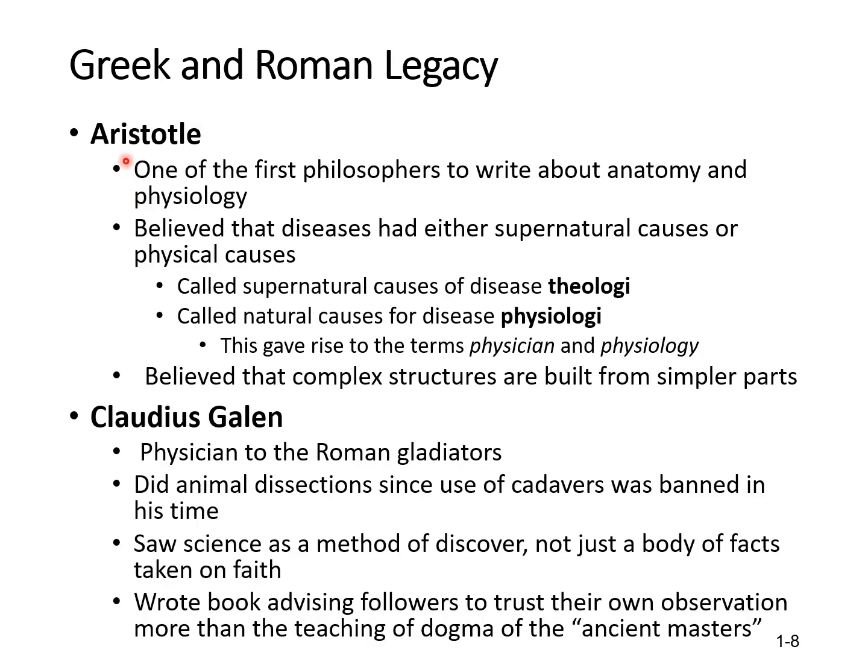Then Aristotle came after him, and he's a philosopher that started to write about anatomy and physiology and believed diseases had either supernatural causes or physical causes. And the supernatural ones were theology, and natural was physiology. So he finally separated the two and gave rise to the terms physician and physiology. And he also believed through his writings and speeches that complex structures were built from simpler parts, which was a big deal at this point. They weren't just created out of thin air.